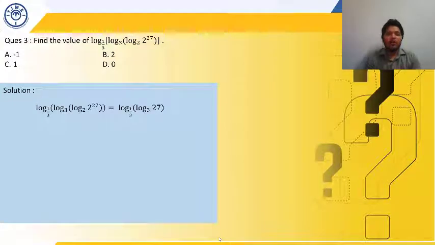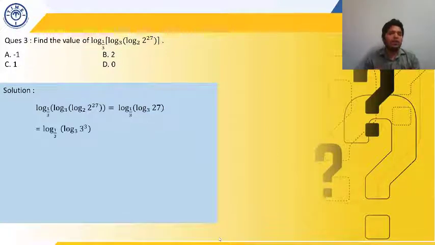So we start from the innermost log. What is that log? Log base 2 of 2 to the power 27. So 27 will be taken outside. It will be 27 into log base 2 of 2. And what is the value of log base 2 of 2? It is 1, because log base a of a is always 1. So what we have got? Log base 1 by 3, log base 3 of 27.